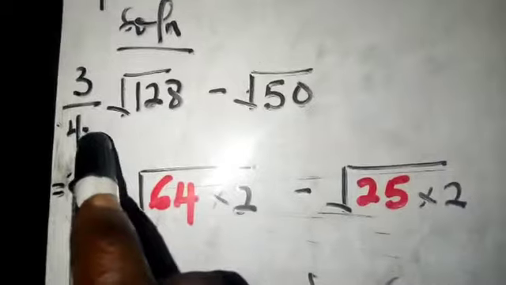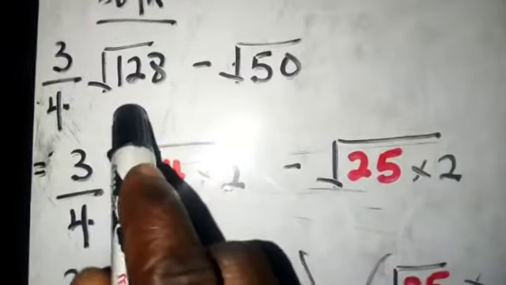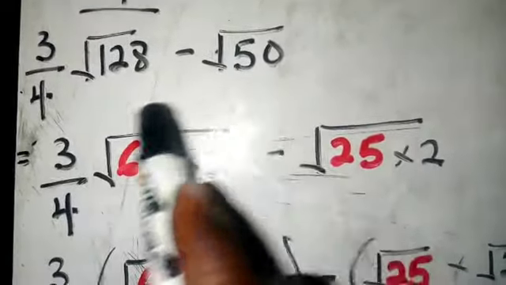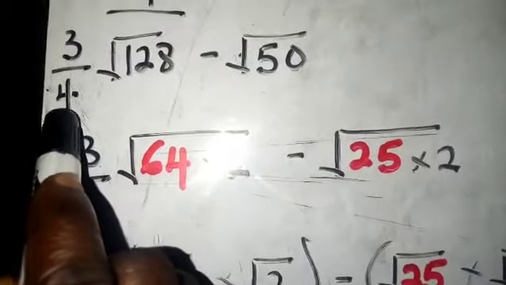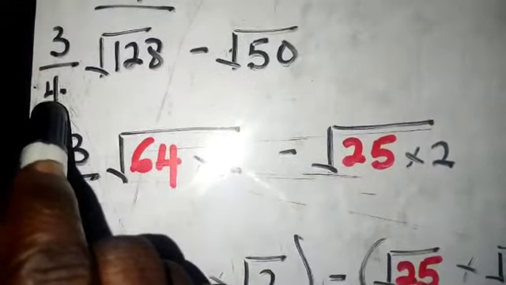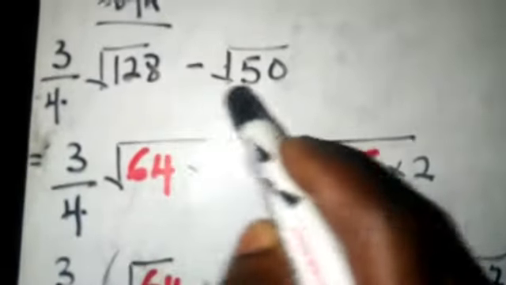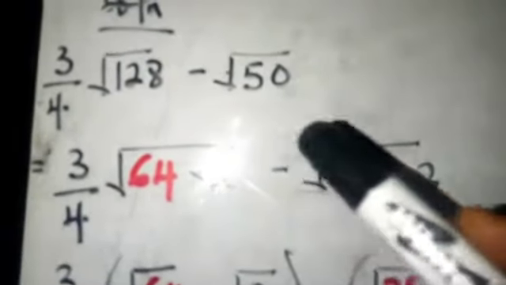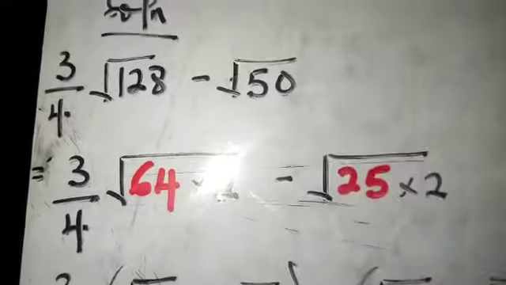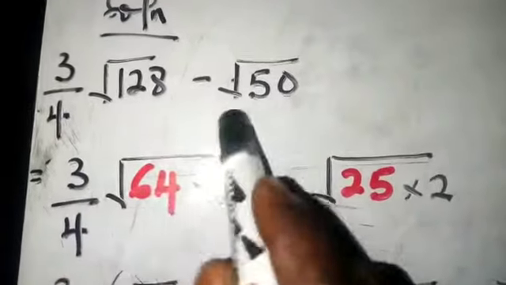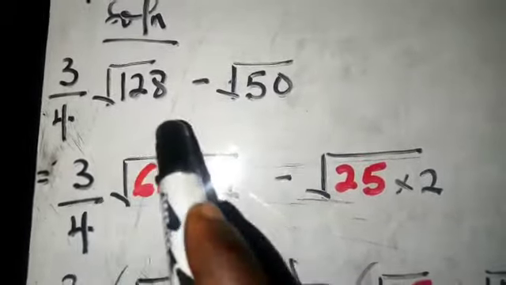So I'm having 3 over 4 here, and then the square root of 128 minus the square root of 50. And this guy, I don't have any problem with this guy, right? I'm having 3 over 4. The problem is what? My aim is to know that these two guys are the same. If I try my best and I couldn't get the answer, then you have to leave it like that. You cannot subtract the two. Is that okay? Now let's try and see.